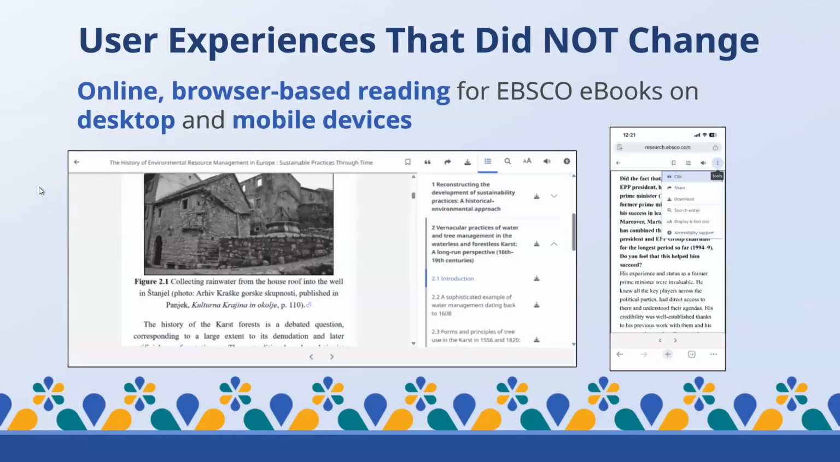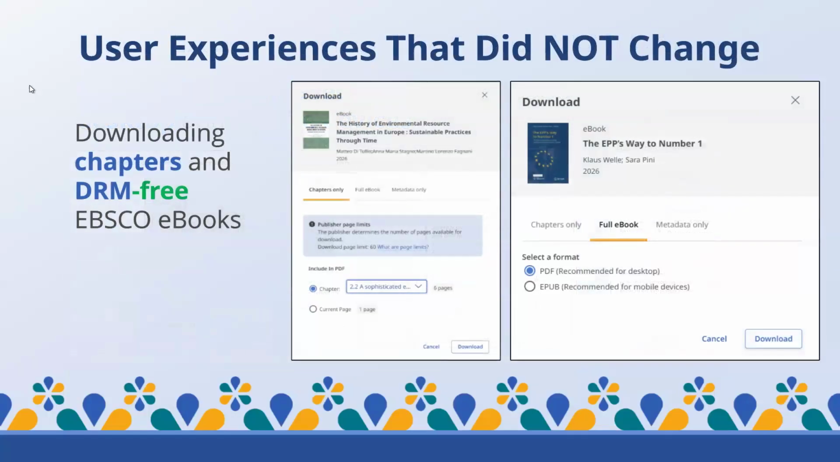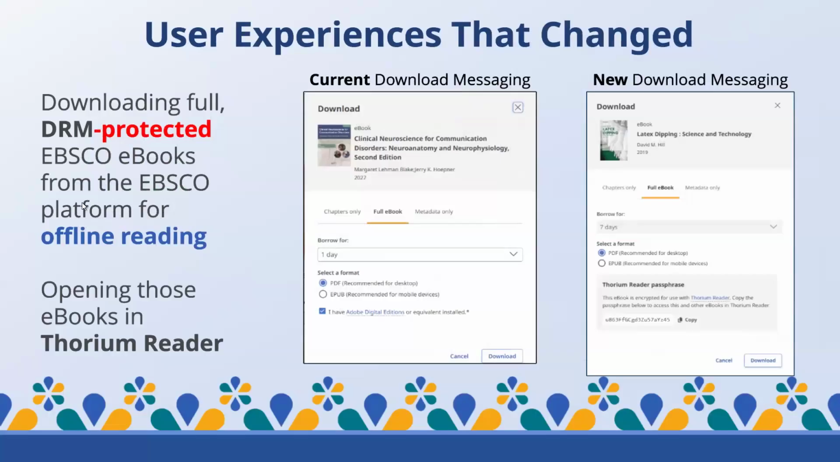Things that didn't change: this really only impacts DRM protected titles. You can still view an ebook online, so you don't have to download an ebook. We have an ebook viewer, so you can browse our experience on desktops and mobile devices, and that has not been affected. Downloading chapters and downloading the entire DRM-free ebook, which we have many of, has also not been affected. What has changed is that when you're downloading DRM protected ebooks for offline viewing, you'll need to use the Thorium Reader.